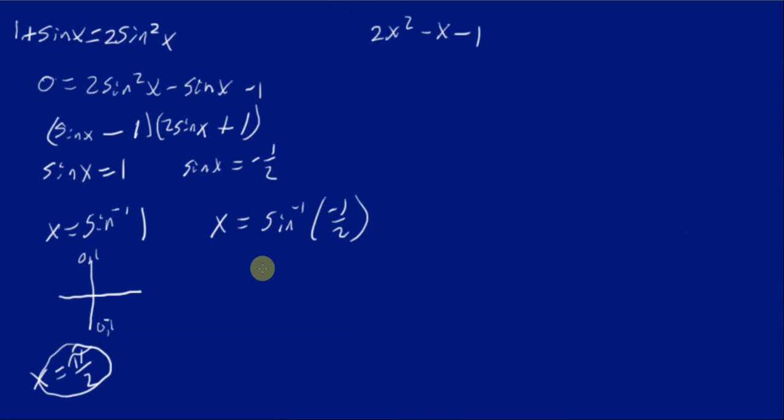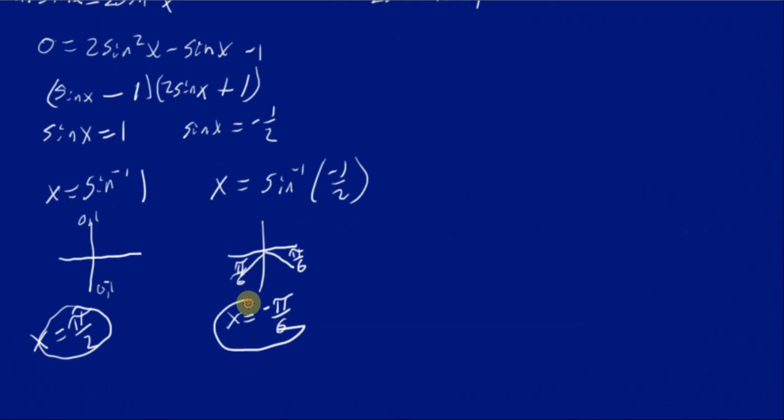Over here, where is the sine negative? The sine is negative in the fourth quadrant and the third quadrant, and the sine of 1/2 is going to have a reference angle of pi over 6. Principal value answer would be negative pi over 6. That's the principal value.